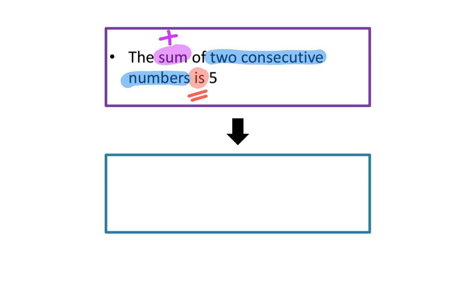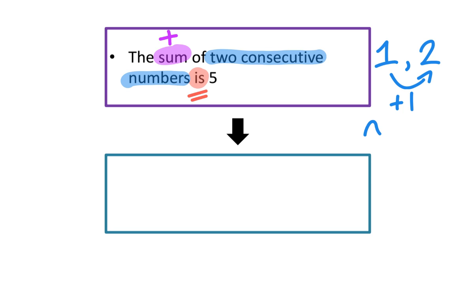For example, the number 1. The next consecutive number would be the number 2. Now think about this. How did you get from the number 1 to the number 2? Well, what you really did was you just added 1. Let's apply that same logic to a variable.